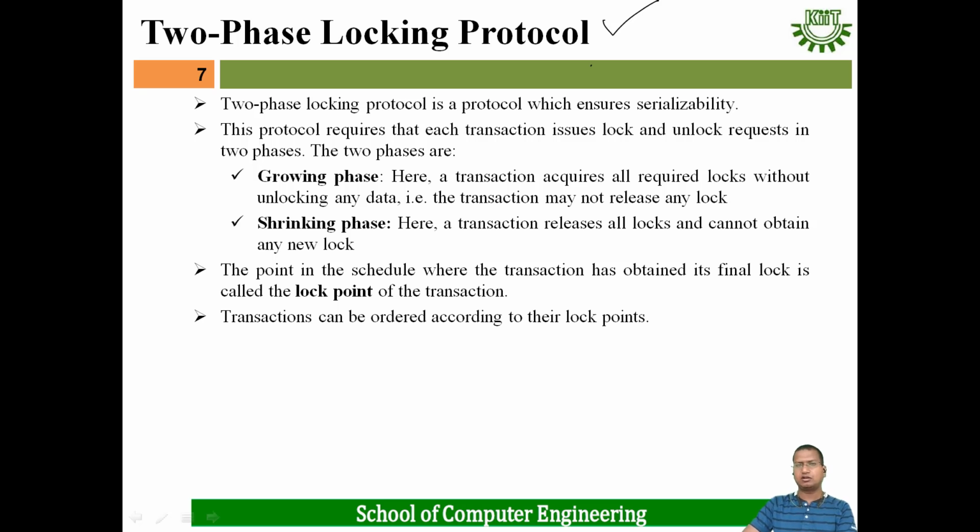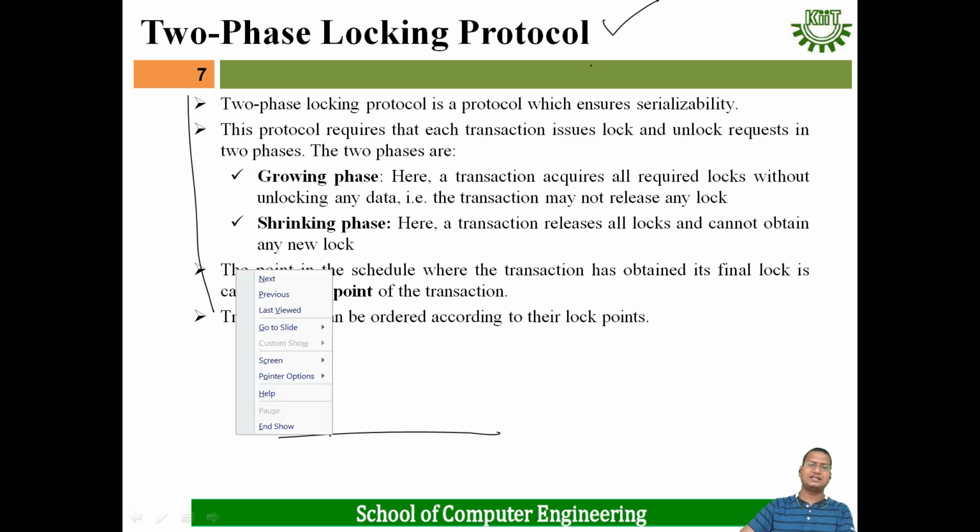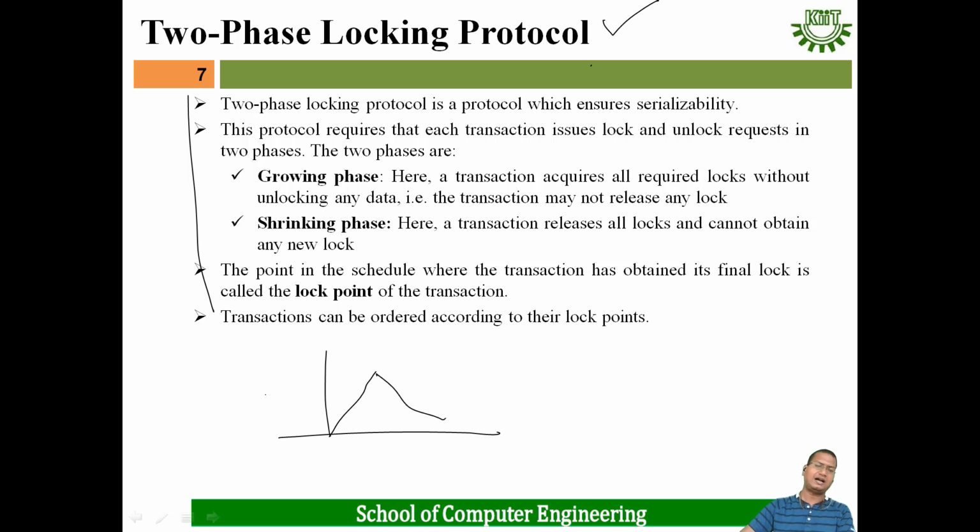And what is a two-phase locking protocol? In two-phase locking protocol, whenever a transaction requires a lock, it will apply all locks sequentially, then only it can unlock. Okay, the phase at which it will apply locks on data items is known as the growing phase, and the phase at which it releases all the locks from the data items is known as the shrinking phase.